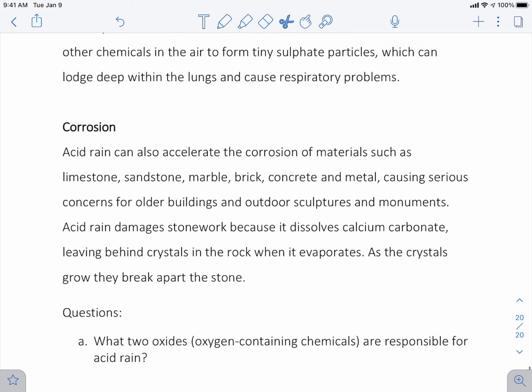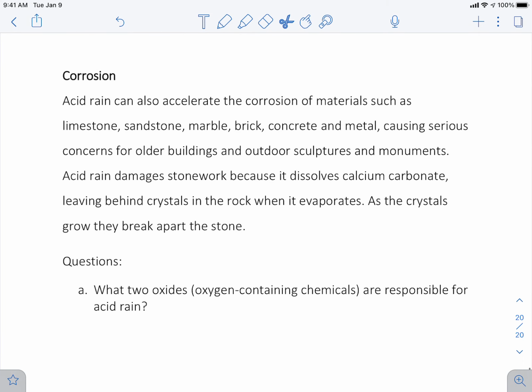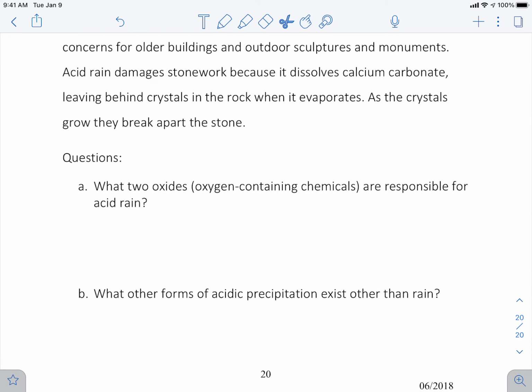And then we have corrosion, which we saw a little bit earlier, that these are the causes of the corrosion of limestone and sandstone and marble. Those are the damage to those statues I showed you earlier. And the acid rain damages the stonework because it dissolves the calcium carbonate, leaving behind crystals in the rock when it evaporates. As the crystals grow, they break apart the stone. So the two oxides that are responsible for acid rain are the nitrates and sulfates.